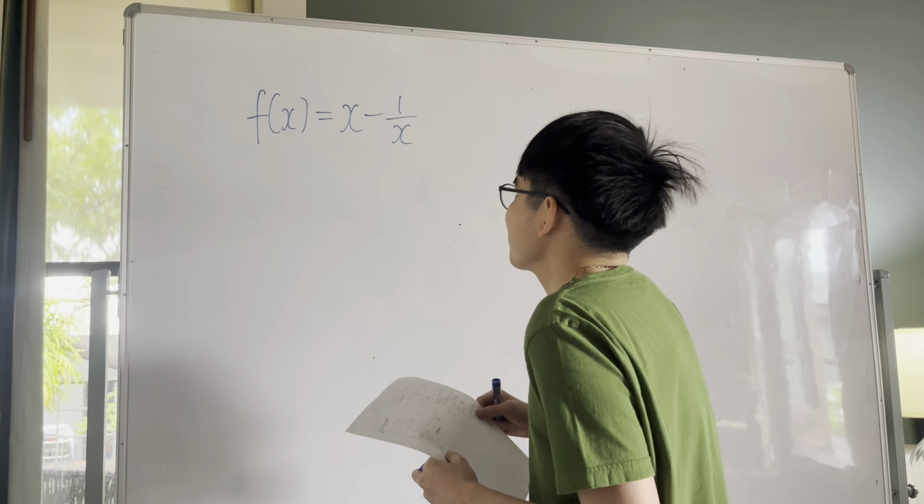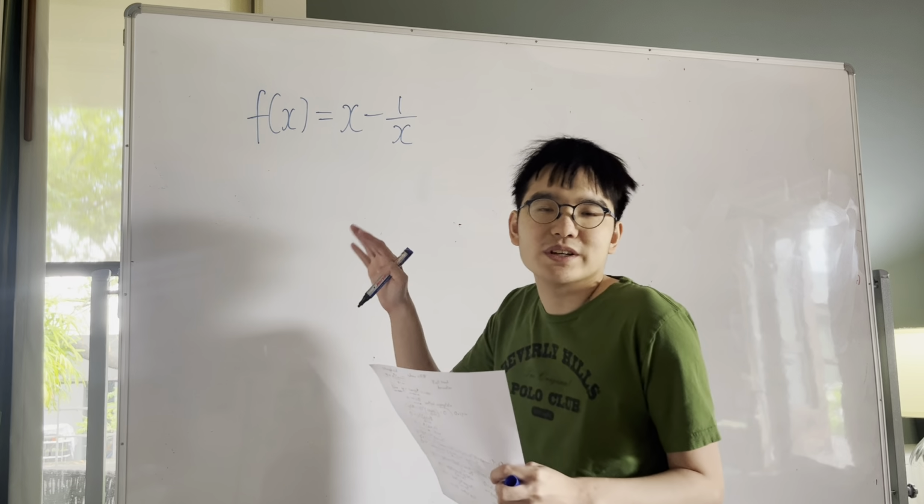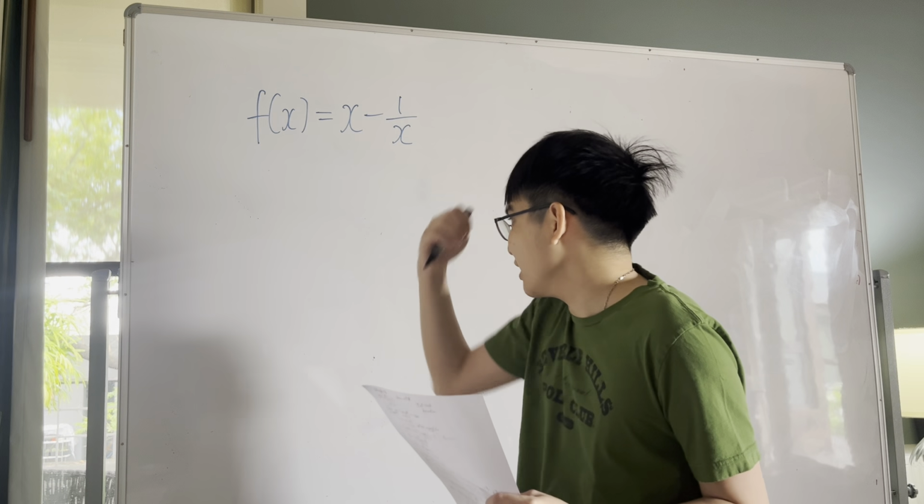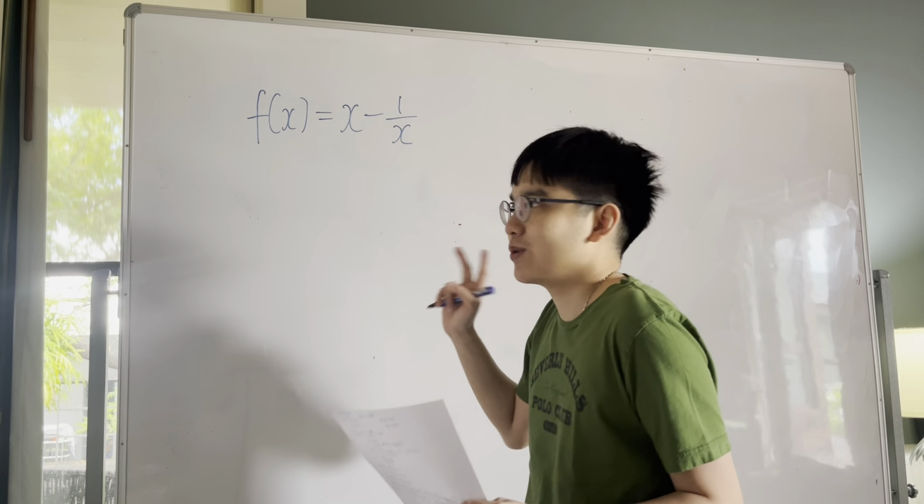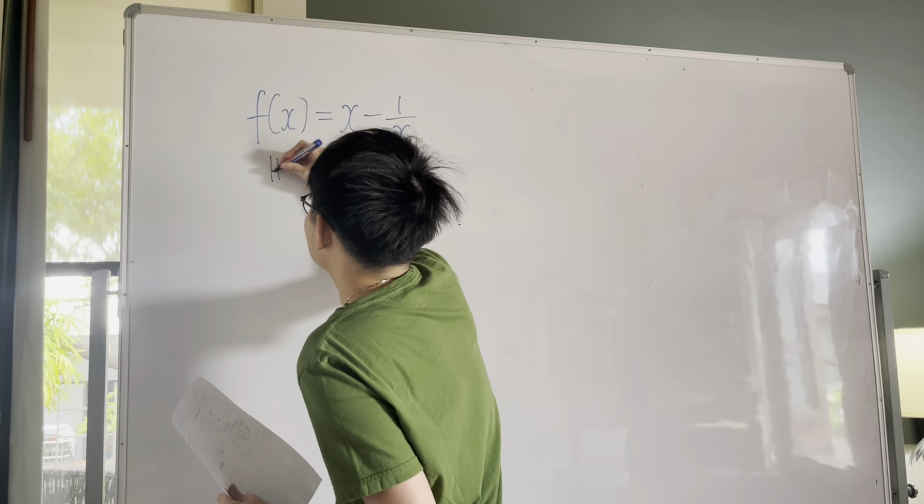In order to graph this, what we want to do first is the pre-calculus stuff, which is identify two key things for rational functions. What are they? The horizontal and the vertical asymptotes.